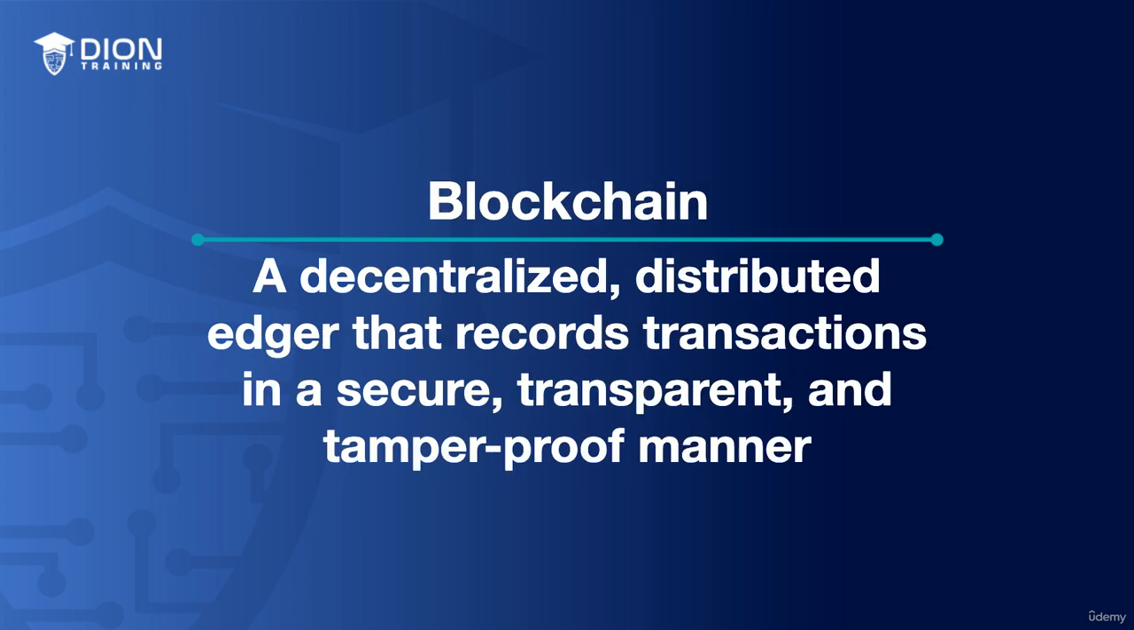The blockchain is a decentralized distributed ledger that records transactions in a secure, transparent, and tamper-proof manner. This consists of a chain of blocks where each block contains a cryptographic hash of the previous block, a timestamp, and transaction data. This structure ensures that once the data has been recorded on the blockchain, it cannot be altered or deleted without being noticed.